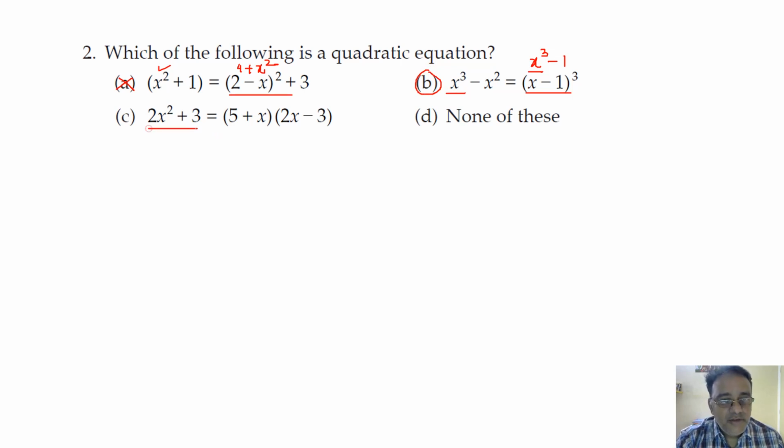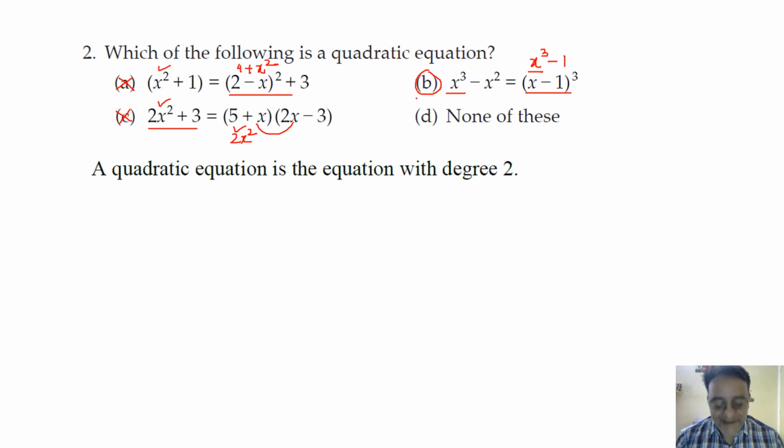Here look, when we multiply these two, we are getting 2x square. So 2x square will be eliminated. So we are not getting the degree 2 here. So this is also not possible. So we will check the b bit. Okay, a quadratic equation is the equation with the degree 2. So in the b bit we are expanding.